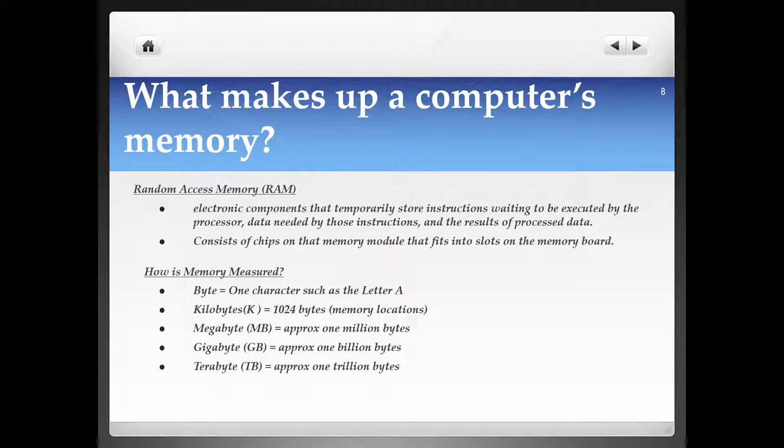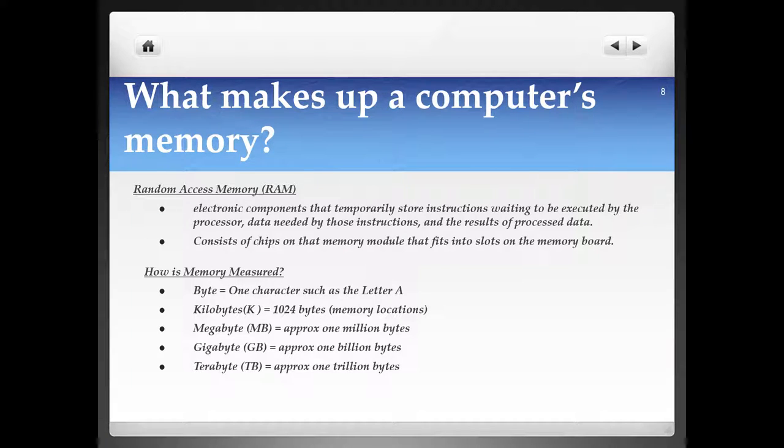How do we measure memory? These are terms that are thrown around a lot, and sometimes the average person doesn't actually know what they mean. It is a bit mathematical in nature. First thing is we have what's called a byte. So that's one letter or character such as the letter A. So any button you push on the keyboard that creates a character would be essentially requiring or creating a byte of information. A kilobyte, kilo meaning 1,000, is equal to 1,024 bytes, or 1,024 memory locations.